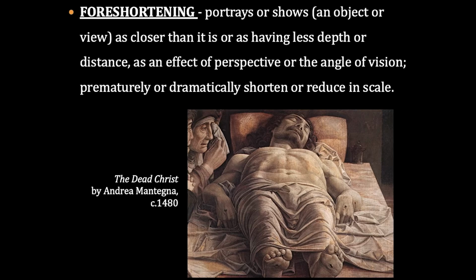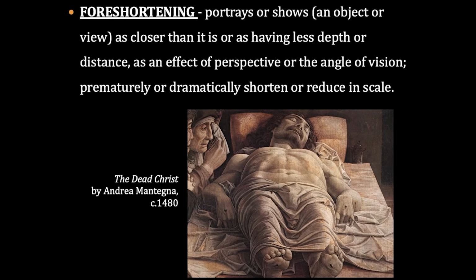The term foreshortening is a little harder to explain. Sometimes, for the sake of depiction, an artist will alter the size of a particular part of the composition unnaturally, but it's for perspective purposes. So this is a good example, the Dead Christ by Andrea Mantegna. Here, he's actually foreshortened the feet and made them look really small. When you consider that as the viewer, that's the closest part you're standing to.